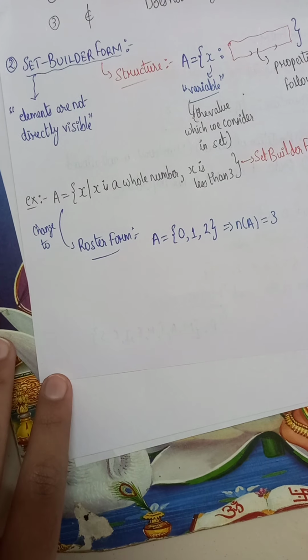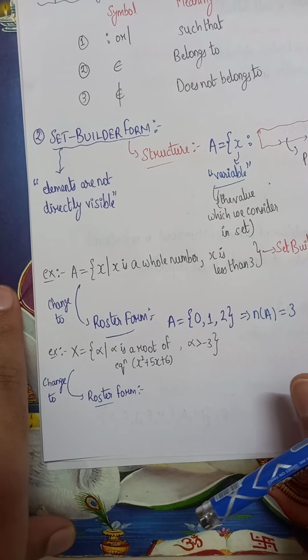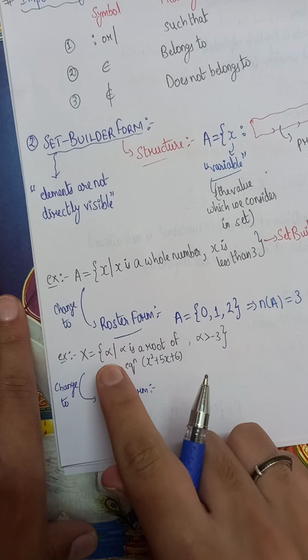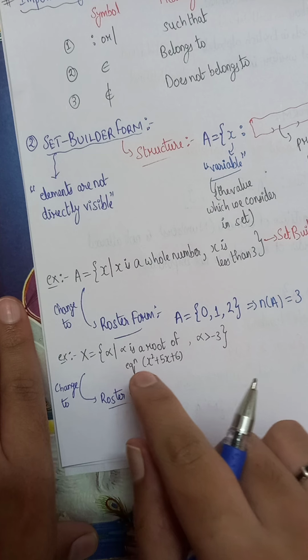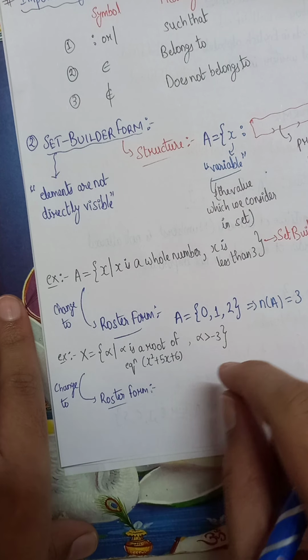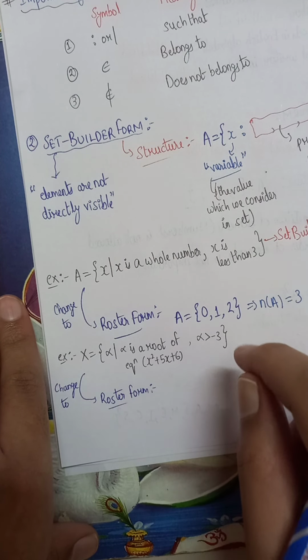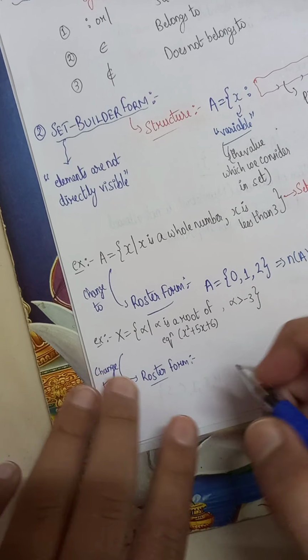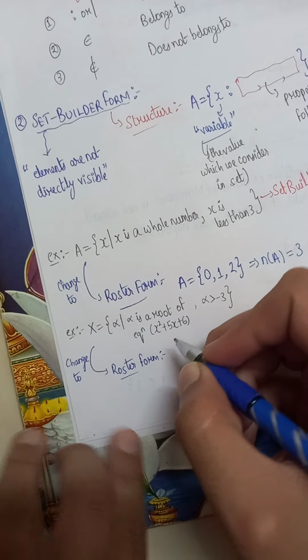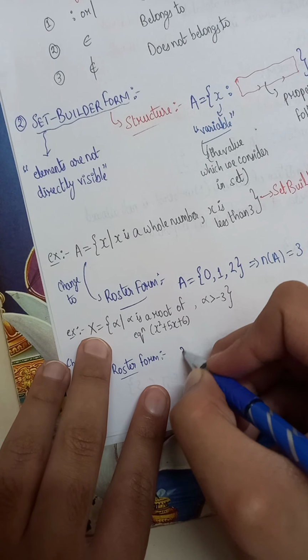Okay, so let's do another example. Moving on to the next example: x equals alpha such that alpha is a root of the equation x square plus 5x plus 6 and alpha is greater than minus 3. So we need to convert the set builder form into roster form. For that we first need to find the roots of this quadratic equation.